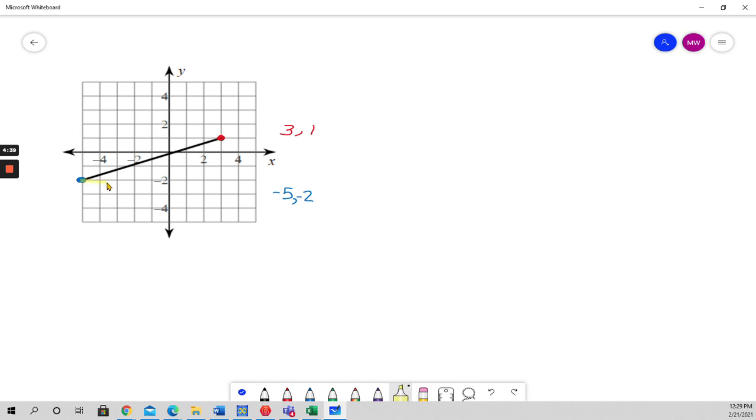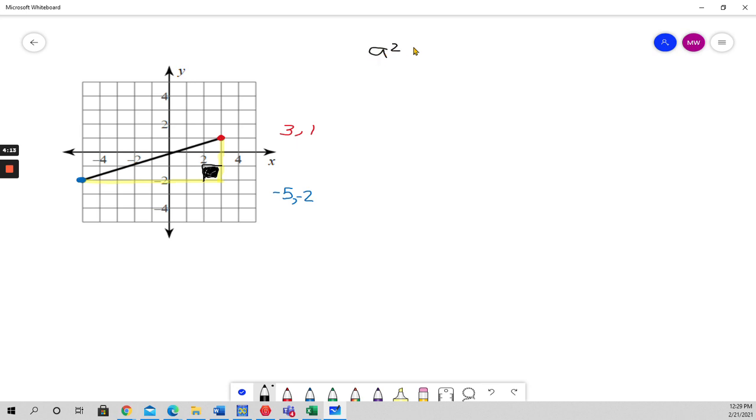If I connect these dots, I end up with a right triangle. This is a right triangle. Because it's a right triangle, I can use the Pythagorean theorem.